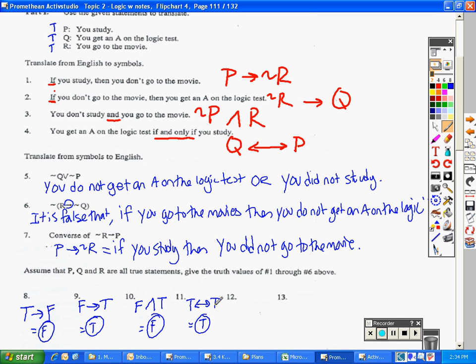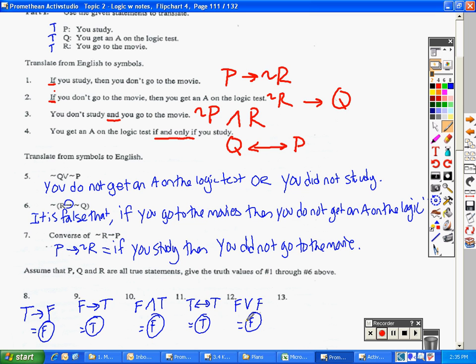Number 5, not Q or not P. They both start as true, so the opposite of Q is false, or the opposite of P is false. The rule for false or true is true. I'm sorry, I apologize. The rule for or was false or false is false. This matches the rule, so it's false.